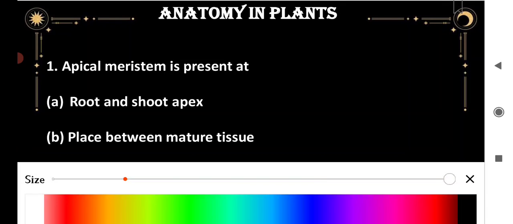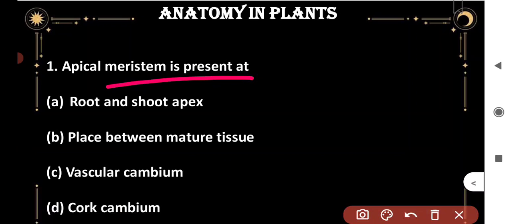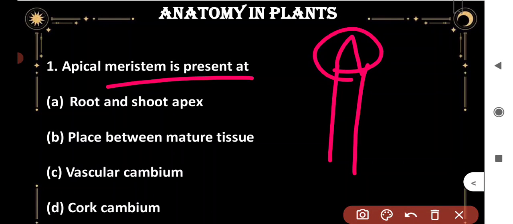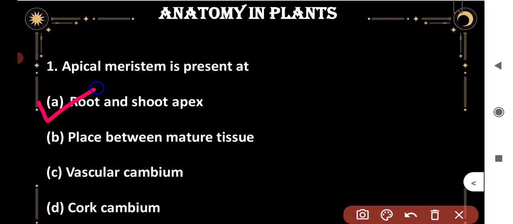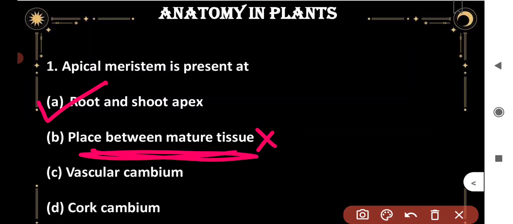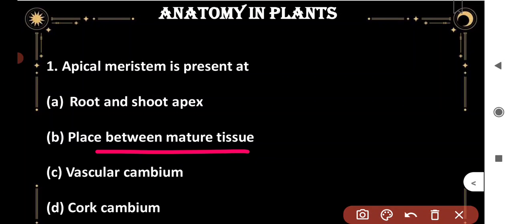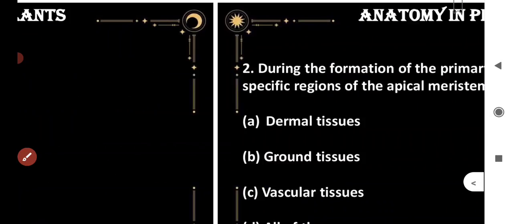Apical meristem is present at the apex of shoots and apex of root. Okay, apex of shoot and apex of root. So the first option is saying root and shoot apex, so correct. Place between mature tissues, no. Places between mature tissues are intercalary meristems or lateral meristems. Okay, vascular cambium, cork cambium, no. The first option is correct. Let's go to the next question.